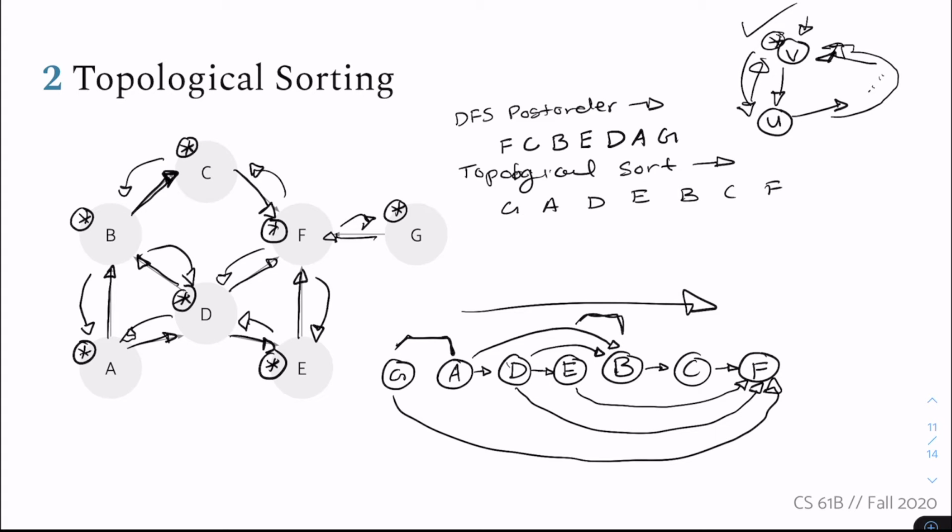And so basically you can try it out yourself. This is just one of those things where it's kind of hard to prove to yourself that it's true. So if you want, you can just draw out some graphs, try depth first search, and see what happens. But in general, you will always end up with a valid topological sort if you reverse the post-order DFS of a graph.